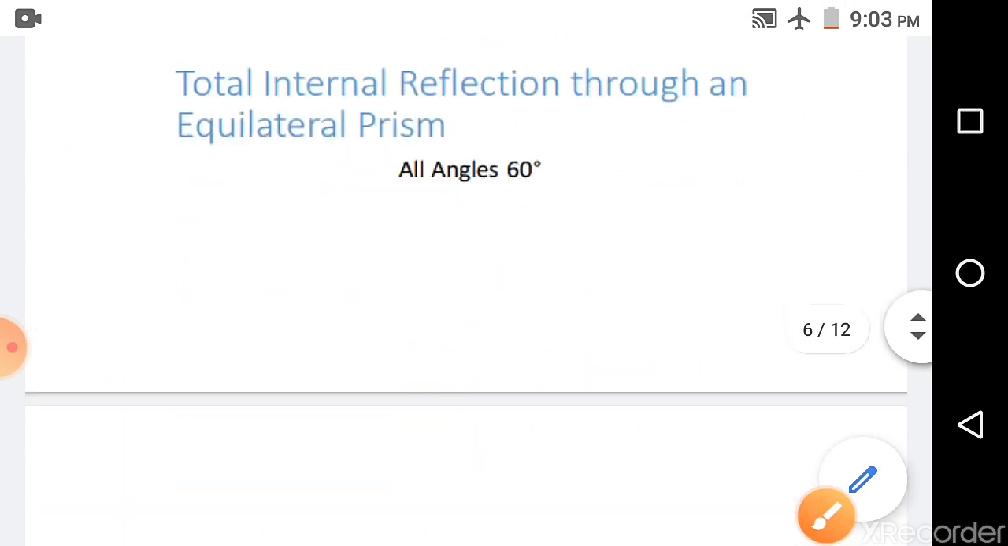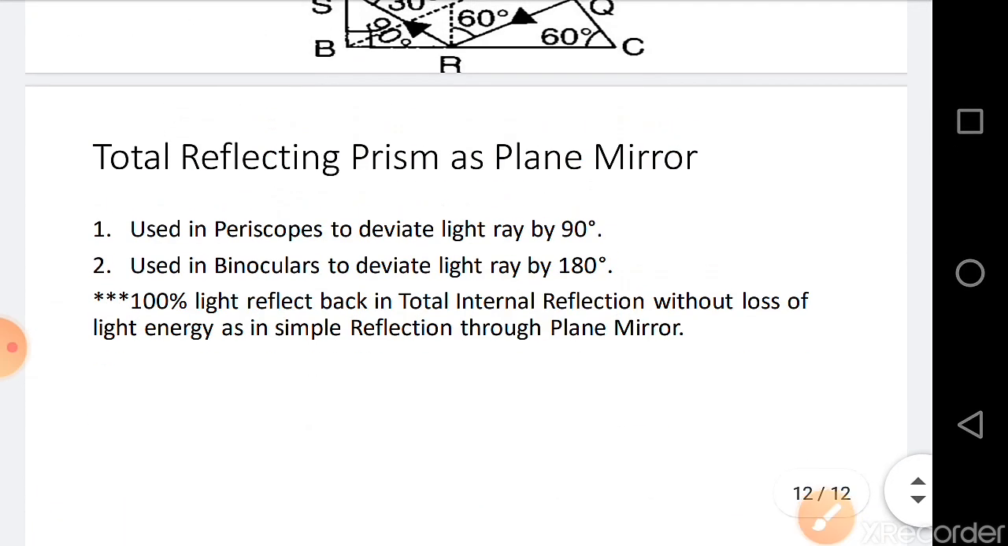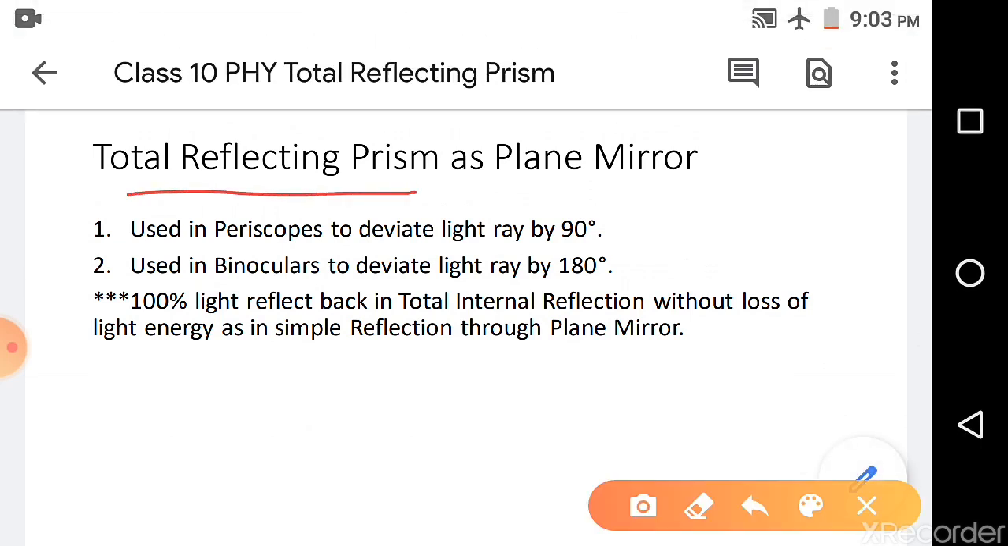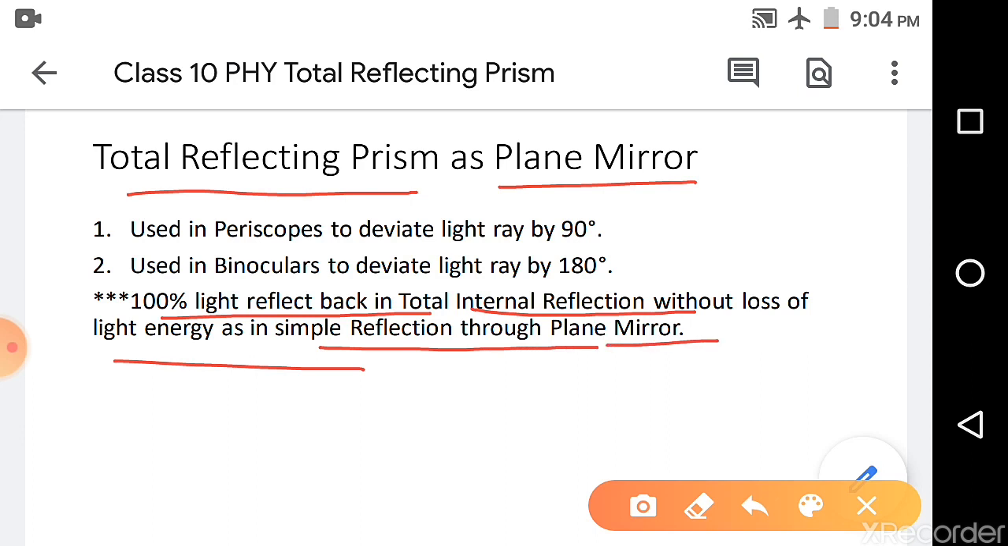So why is it convenient to use this reflecting prism in place of a plane mirror? Because 100% of the light is reflected back in total internal reflection without loss of light energy, whereas in simple reflection through a mirror some light is absorbed.